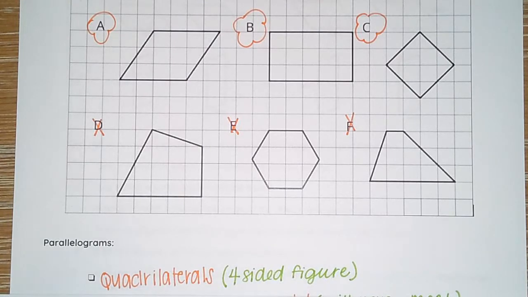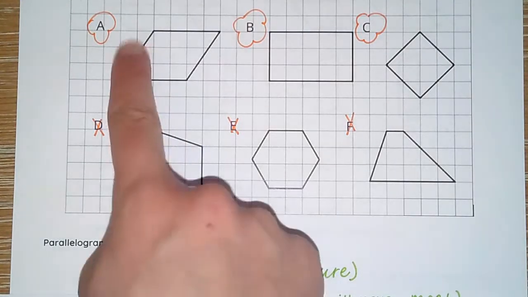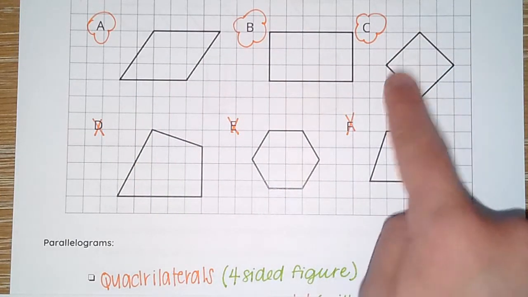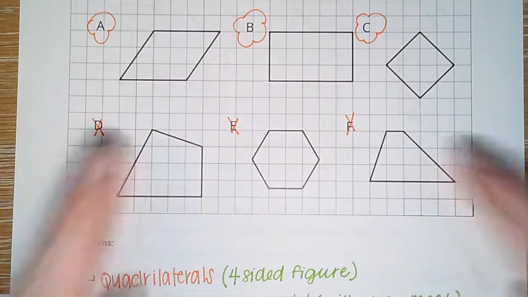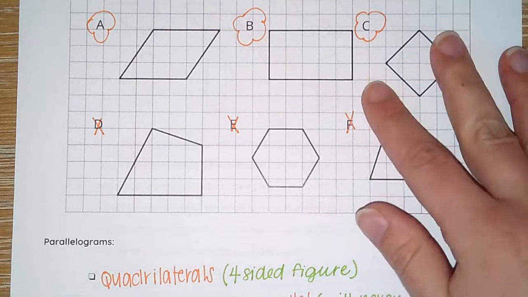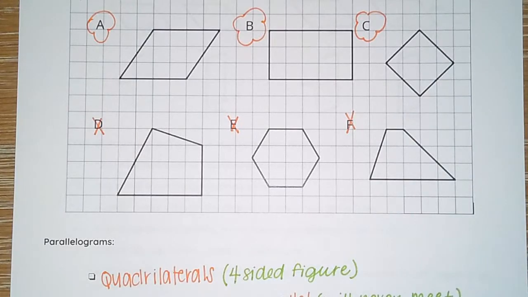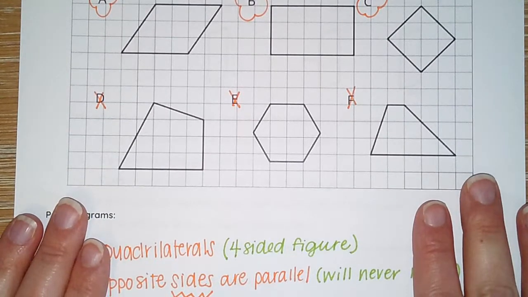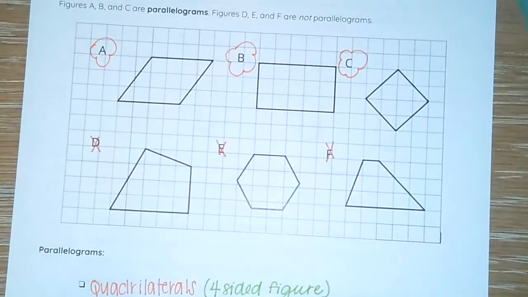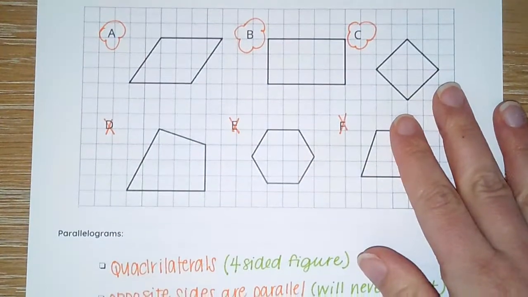These are 4-sided figures. As you can see, A has 4 sides, B has 4 sides, and C has 4 sides. D and F also have 4 sides, but there must be something else that makes them not a parallelogram. All parallelograms are quadrilaterals. All parallelograms also have opposite sides that are parallel, that will never meet.